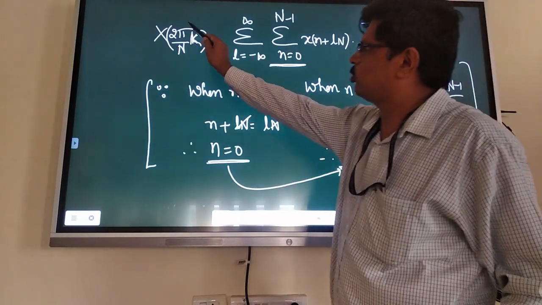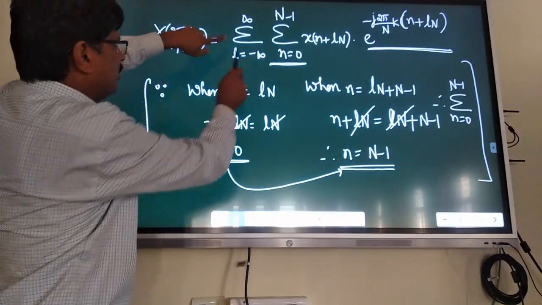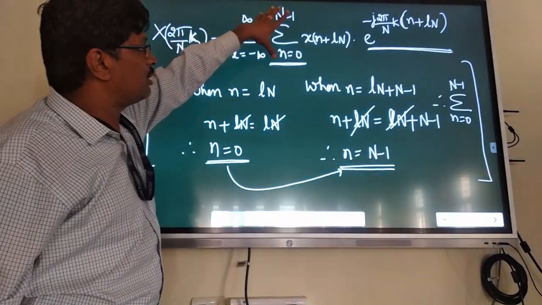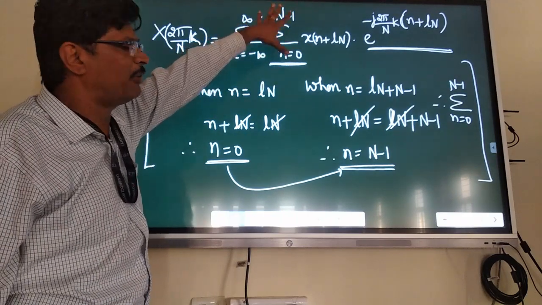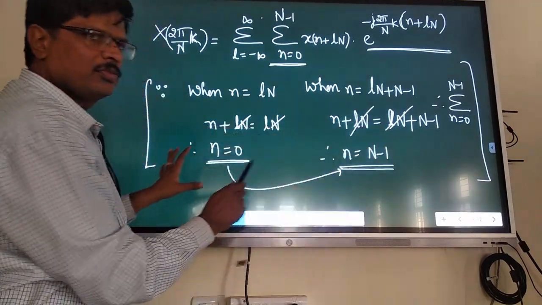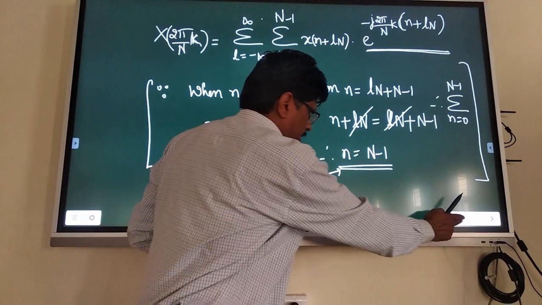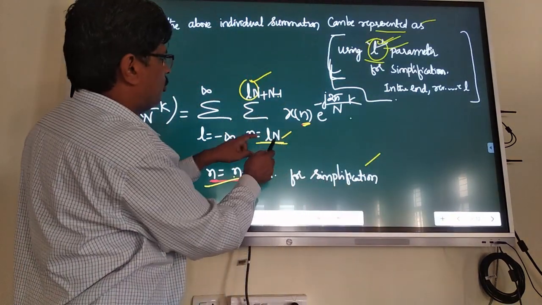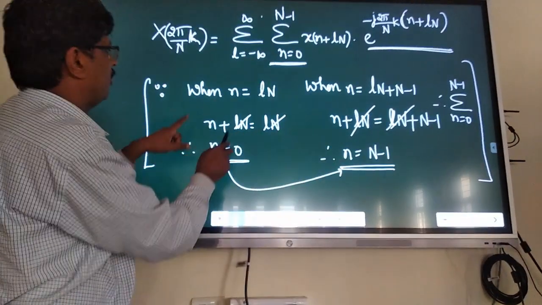For example, X of 2πk/N is equal to the summation over l from minus infinity to plus infinity, and your new summation becomes n equal to 0 to N minus 1 only, the minimum value of n. How am I getting this? I have shown it here. How am I getting n equal to 0 as the lower limit from n equal to lN? I have shown it here.